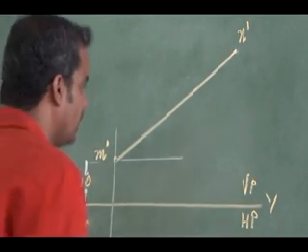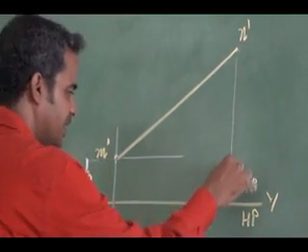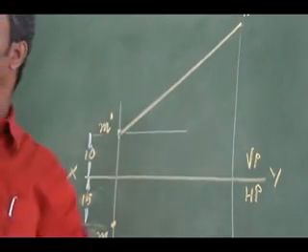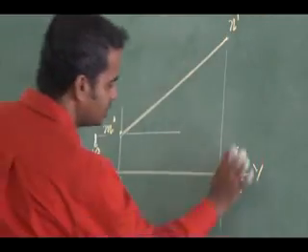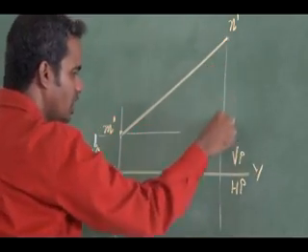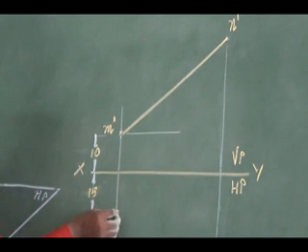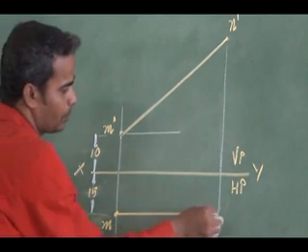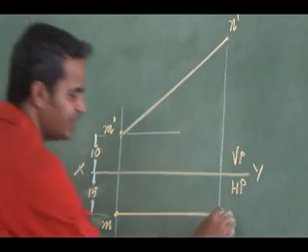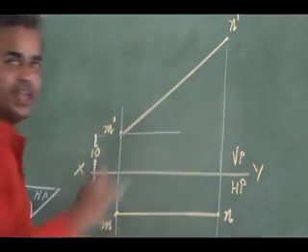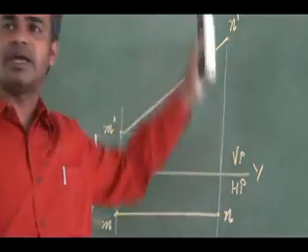Right. Top view will be, I can project the other end. How will be the top view? Any end's projection will fall on the same projector line. So see here, M dash, if I draw a projector line, on the same projector line I will get my N dash and N.